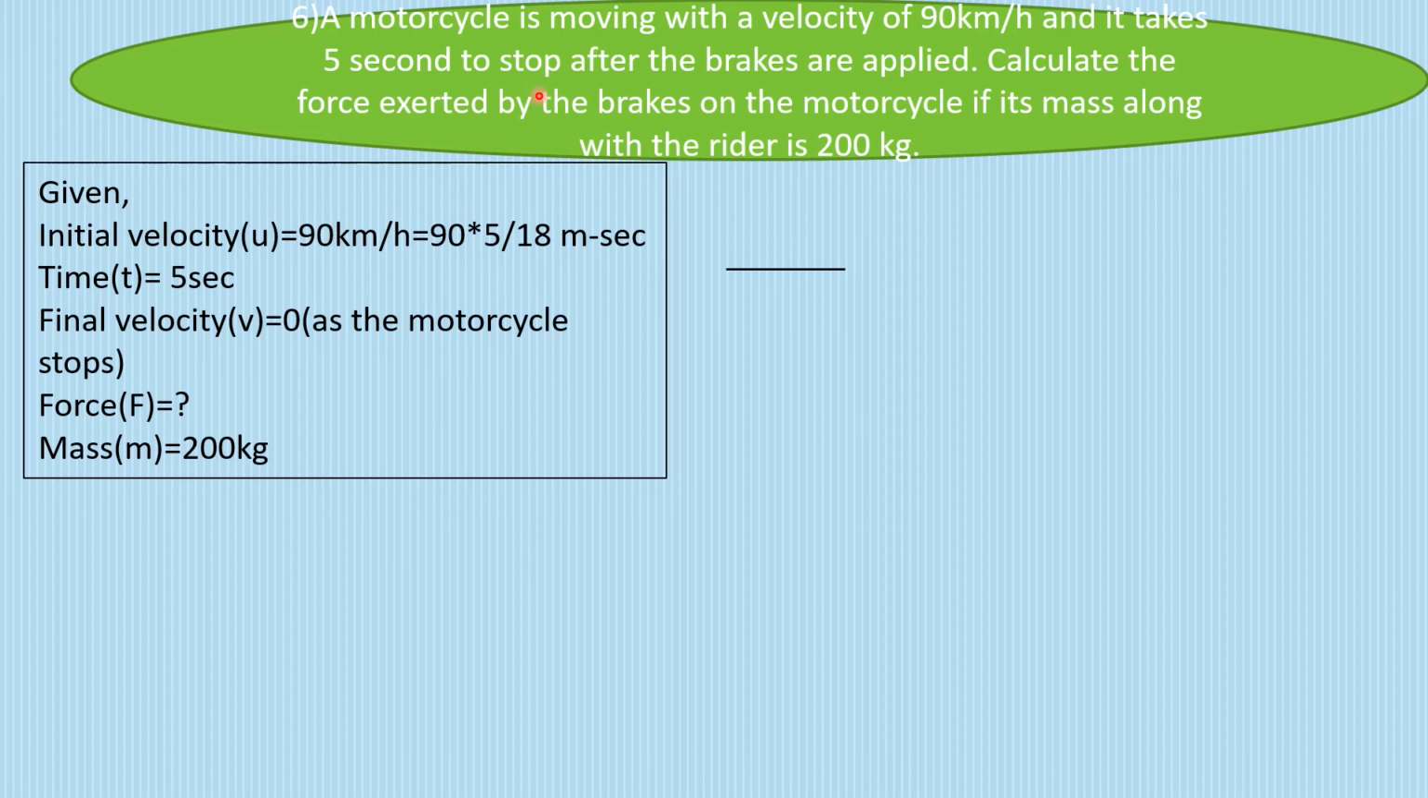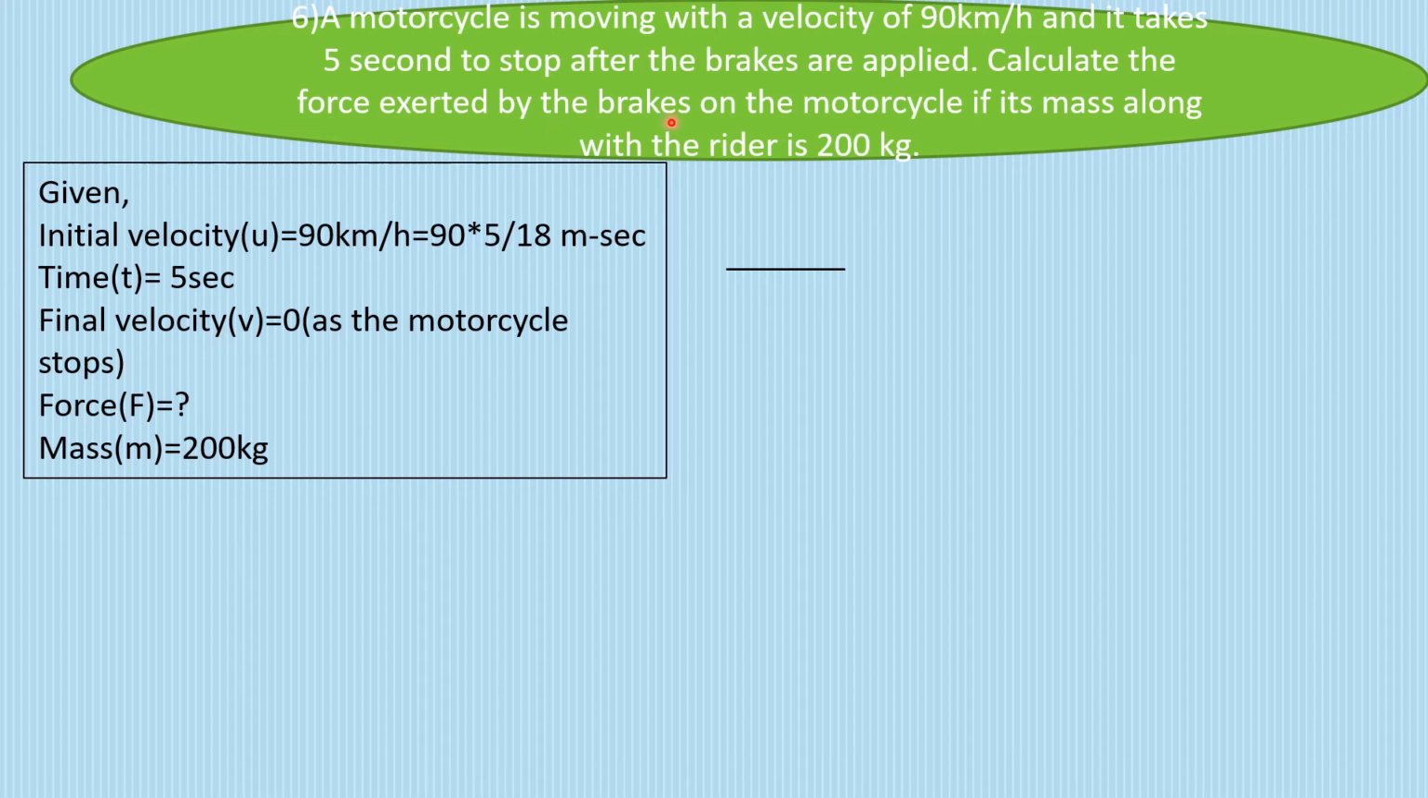It takes 5 seconds to stop. Time is 5 seconds. It is stopping. Whenever they mention that the motorcycle or any object stops, that means final velocity is going to be 0. But is this value given in the question, final velocity is 0? No. So whenever you are deriving values from any information, that information must always be written in brackets. So why is it 0? As the motorcycle stops. It's a small statement. We don't have to write lengthy theory. Finish with a small statement, but you have to mention it.